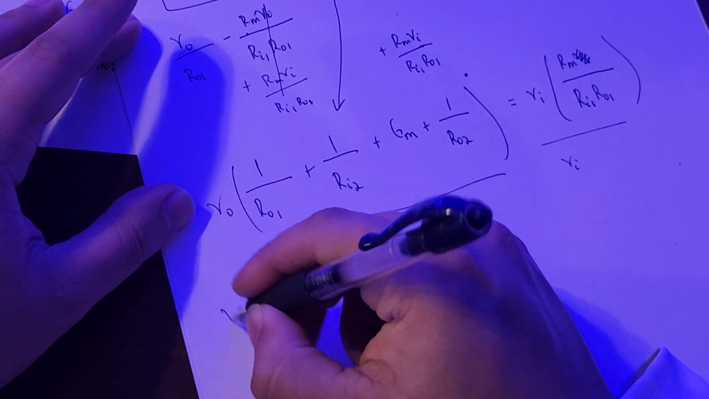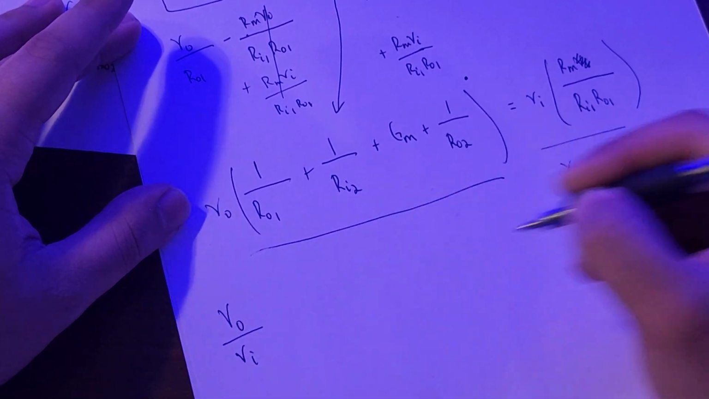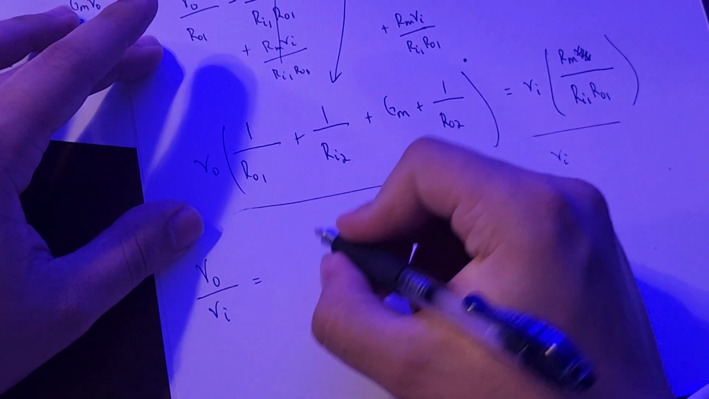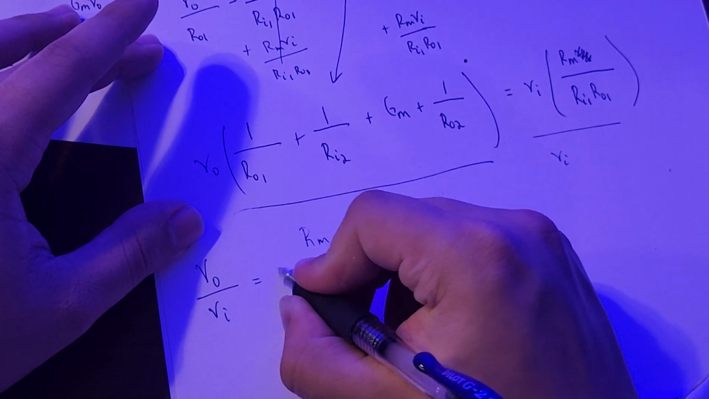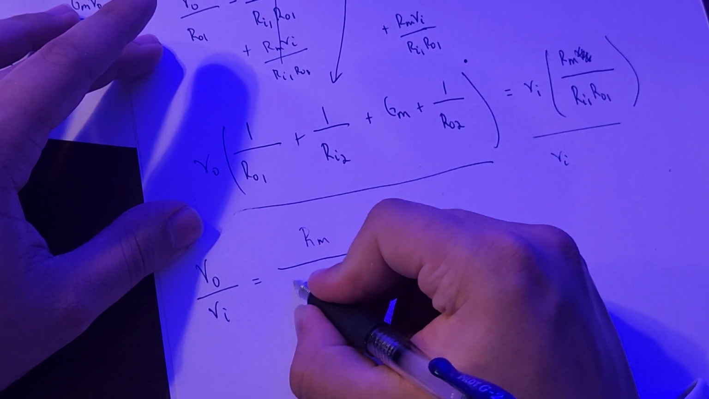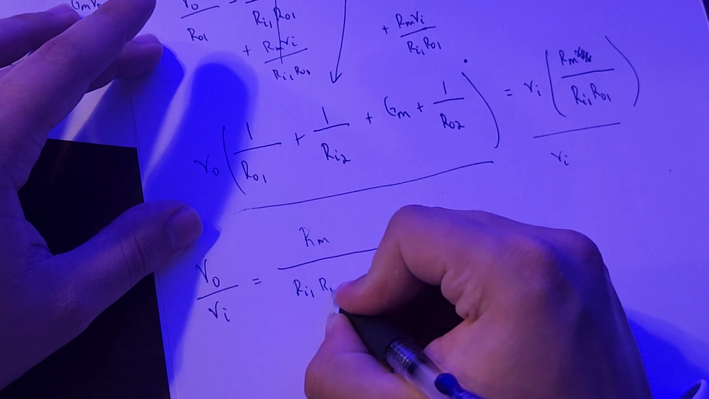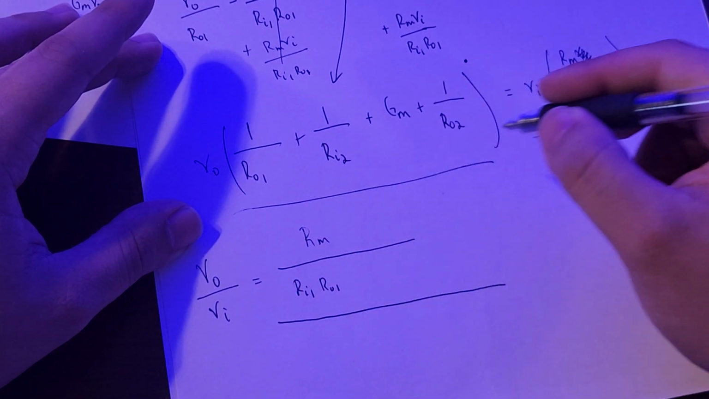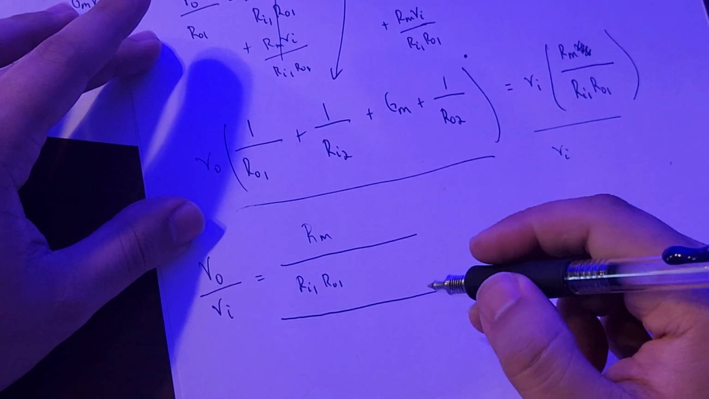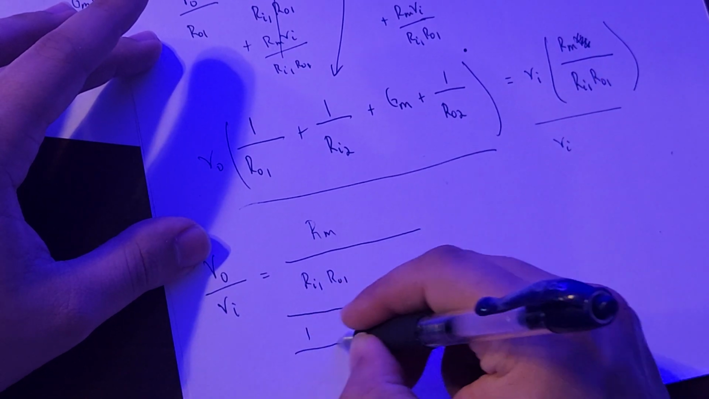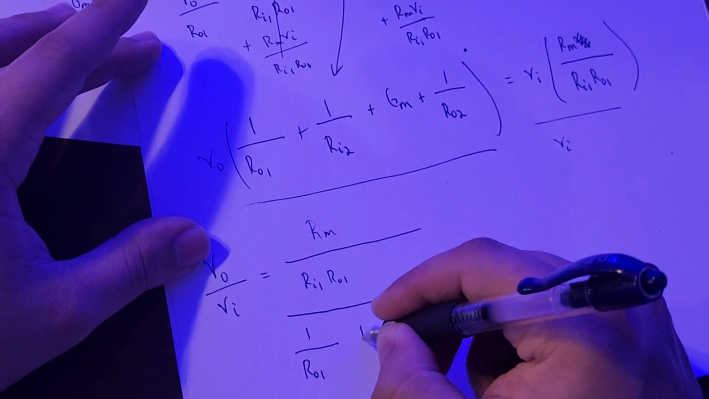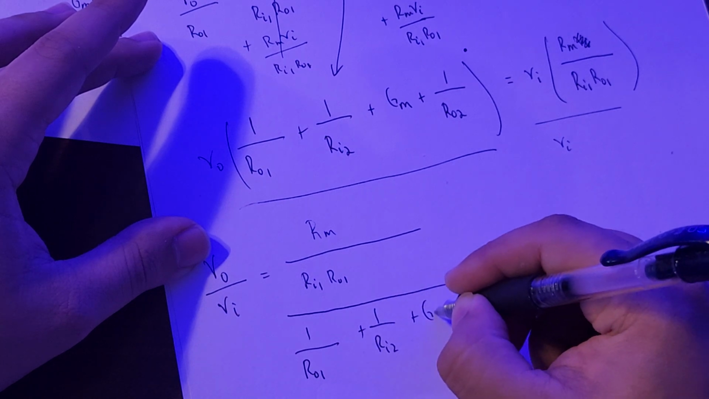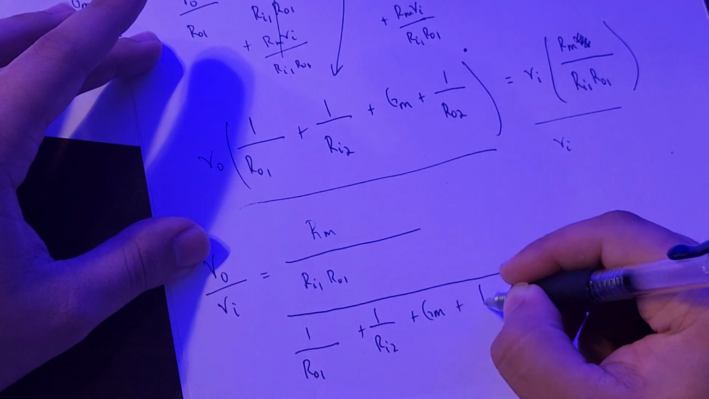I'm gonna do what I know here. This might look a little bit ugly, I'm sorry. I'm just gonna divide everything here. So we have Rm over Ri1 R out 1, divided by, and then I'm going to divide by this whole thing, 1 over R out 1 plus 1 over R in 2. If you can do this, perfect, because this is going to take a little bit of time.